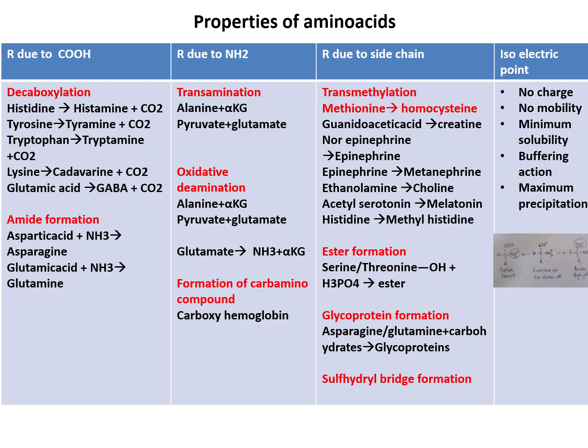detoxified in the urea cycle. Formation of carbamino hemoglobin. Reaction due to side chain: transmethylation, where methionine acts as a methyl group donor for formation of creatine from guanidinoacetic acid, epinephrine from norepinephrine, metanephrine from epinephrine, choline from ethanolamine, melatonin from serotonin, and methylhistidine from histidine; ester formation, glycoprotein formation, and disulfide bridge formation from cysteine.